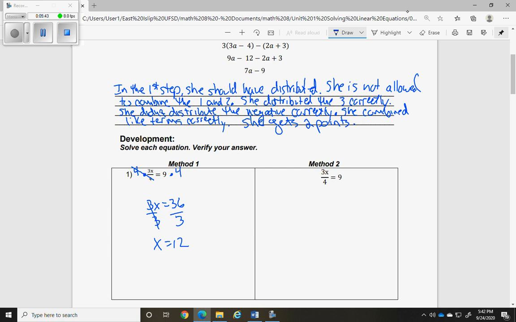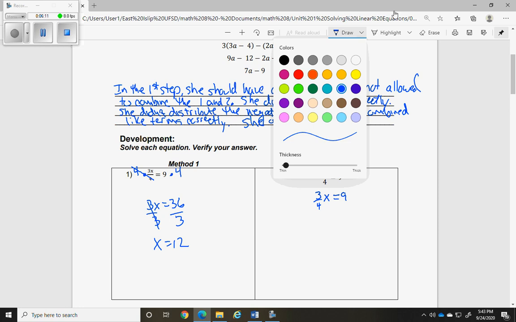And if you like that, great, maybe that's the method you're going to use. But I do need to point out that if you have something that we call a fractional coefficient, this 3x over 4 equals 9, we're also allowed to write it as 3/4 x equals 9, right? That really says the same thing. So the coefficient of x is actually a fraction. The coefficient of x is 3/4. You can eliminate a fractional coefficient by multiplying by the reciprocal.